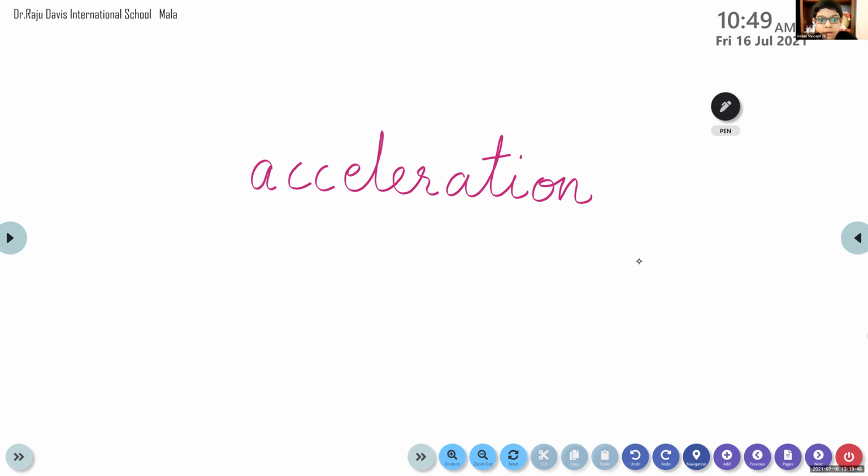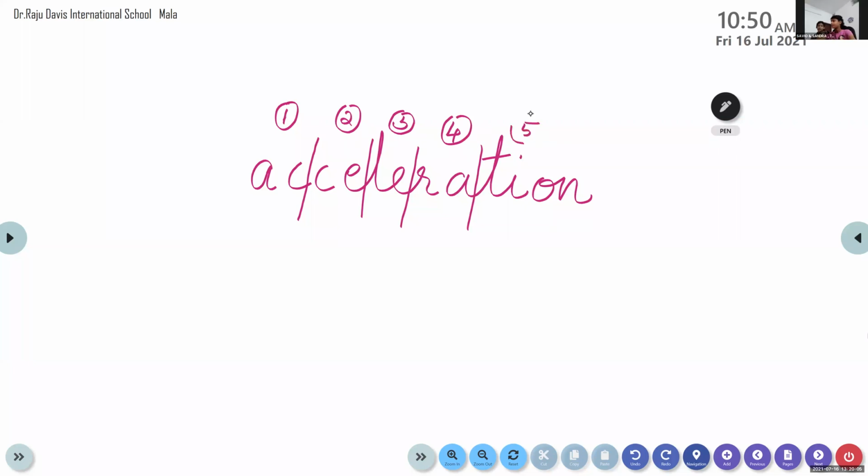Ma'am, Ra. Yes. So let us first divide the word into syllables. Acceleration. So how many syllables are there in this word? 1, 2, 3, 4, and 5. Yes, five syllables. And the rule is whenever you pronounce the words ending with TION, the penultimate syllable must be stressed. So how do you pronounce the word?